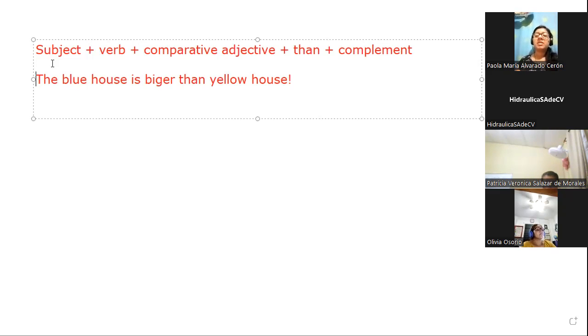Ahí estamos bien, Olivia, o anybody, cualquiera. Sí. Olivia dice que ahí estamos bien. ¿Cualquiera? ¿Alguien más? No. The biggest. Biggest, okay. It's the biggest.